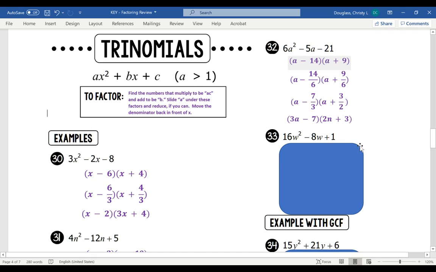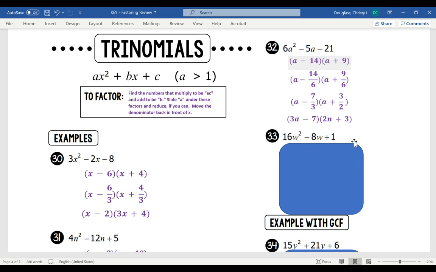Let's try number 33. We're going to multiply 16 times 1. Of course, we get positive 16. I'm looking for two numbers that multiply to be positive 16, but add to be negative 8. Multiplying two numbers to get a positive that also add to be a negative must be two negative numbers, because a negative times a negative is a positive, but a negative plus a negative is another negative. All right, so I know I'm looking for two negative numbers that multiply to be 16 times 1, which is 16, and add to be negative 8.